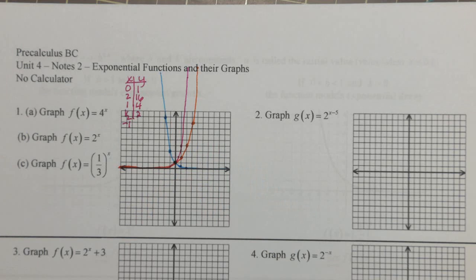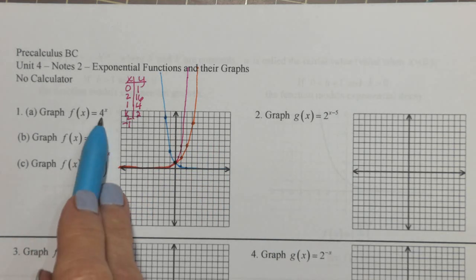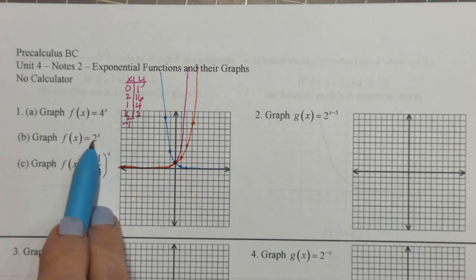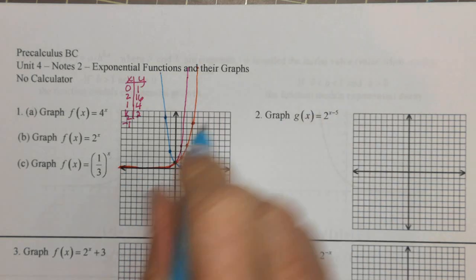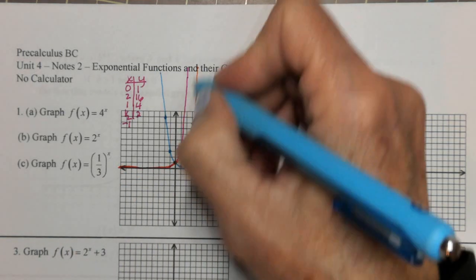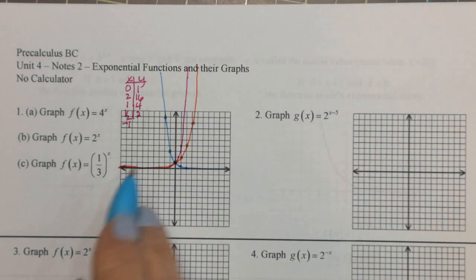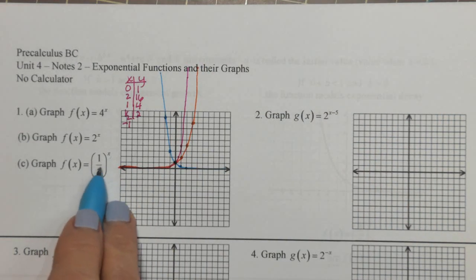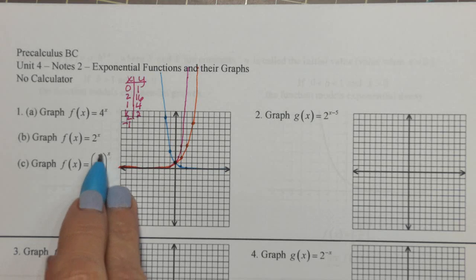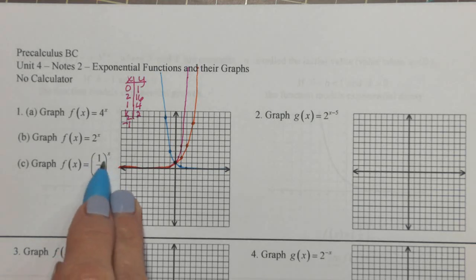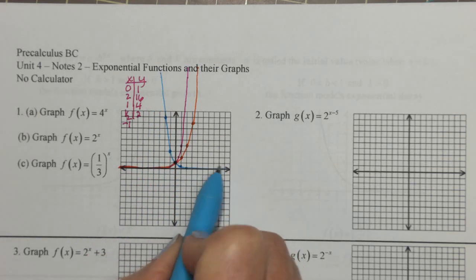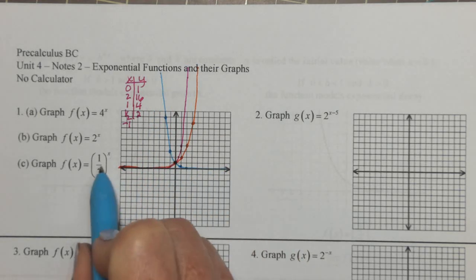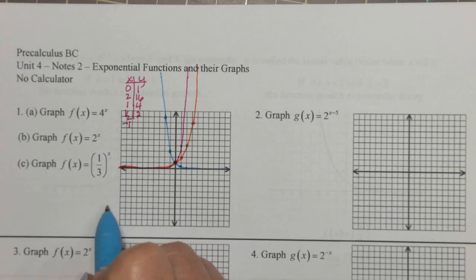So what did we learn here? If the base is bigger than 1, we have growth. It's growing. As time goes to infinity, our graph goes to infinity, our y's go to infinity. If the base is between 0 and 1, we have decay. That's exponential decay. It will never go below 0 unless we have a multiplier out front.